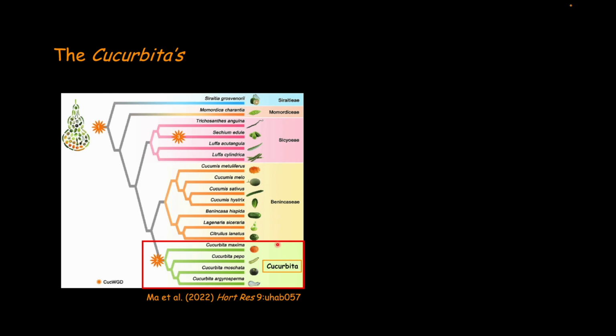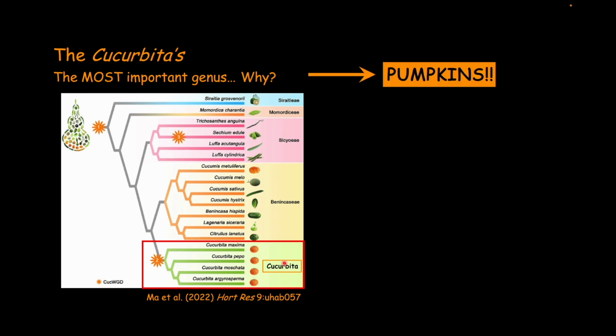Okay, so let's look at the cucurbits in particular. So this is the entire family. These are some of the genera. Then the cucurbits are important, and I would say the most important, because they make up the pumpkins. And that's what we're really going to focus on now: pumpkins, some history about pumpkin usage and how it's connected to Halloween, and then how we can carve some nice, beautiful pumpkin art.